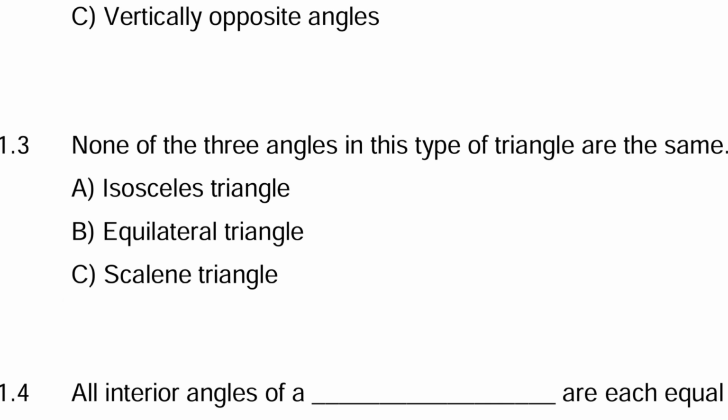1.3. None of the three angles in this type of triangle are the same, so there are no equal angles. That is referring to a scalene triangle. So 1.3 is C, scalene triangle.